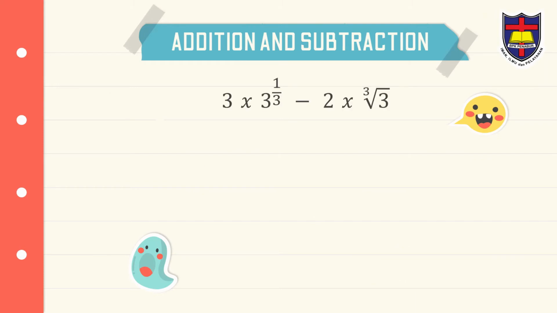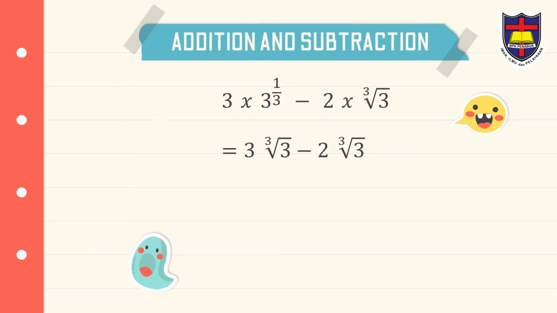Okay, so now we will see the example. So now if I have 3 times 3 to the power of 1/3 minus 2 times third root of 3. So how can we solve it? The first one, we must change the exponent form into its radical form. So we can change the 3 to the power of 1/3. We can change it into 3 times third root of 3 minus 2 times third root of 3. So if the exponent and the base number is the same, we can do the addition and subtraction.